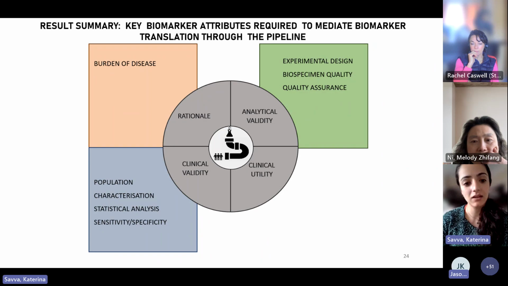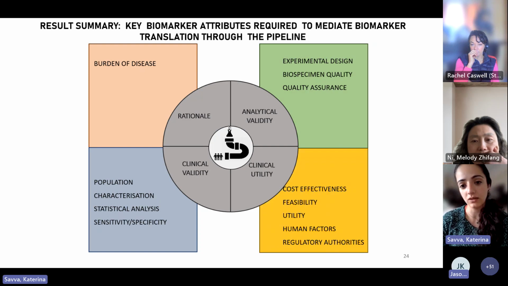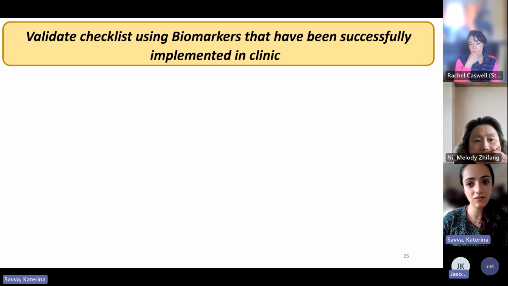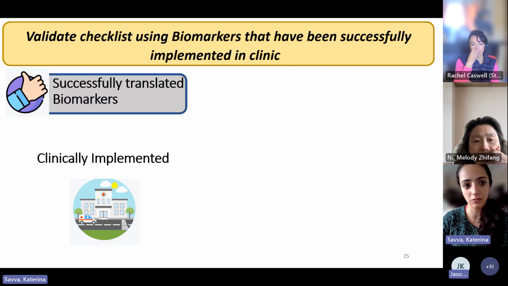Clinical validity, where aspects of population selection, characterization, the use of specific statistical analysis, and sensitivity and specificity of a specific marker are included. And lastly, clinical utility, which involves aspects of cost effectiveness, feasibility, human factors, as well as regulatory authority approval. So all of these characteristics formed the backbone of the biomarker toolkit, which was then validated using successfully translated biomarkers and stalled biomarkers.